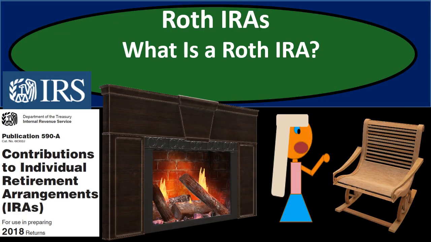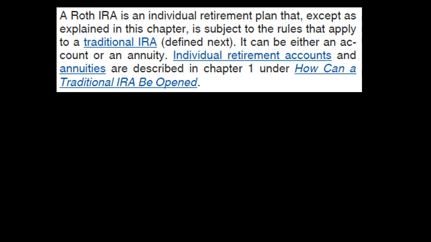In this presentation, we will discuss the question of what is a Roth IRA. This information can be found in Publication 590-A. A Roth IRA is an individual retirement plan that, except as explained in this chapter, is subject to the rules that apply to a traditional IRA defined next. It can be either an account or an annuity. Individual retirement accounts and annuities are described in Chapter 1 under how can a traditional IRA be opened.